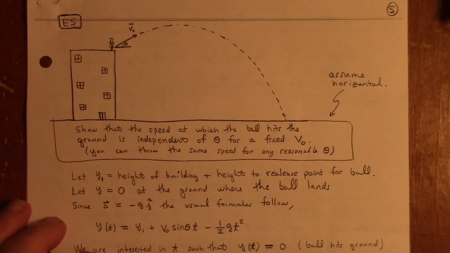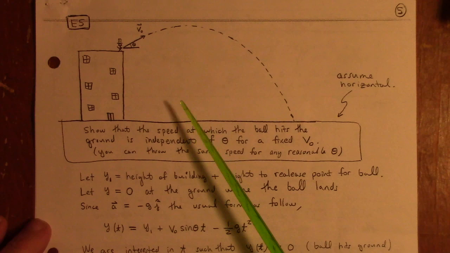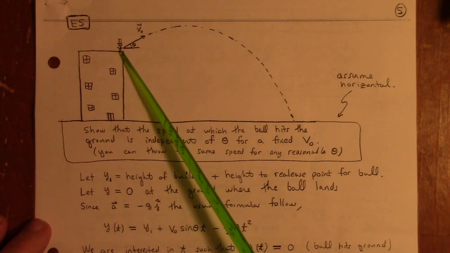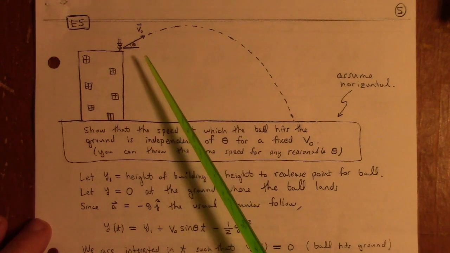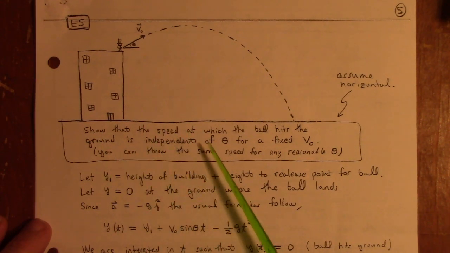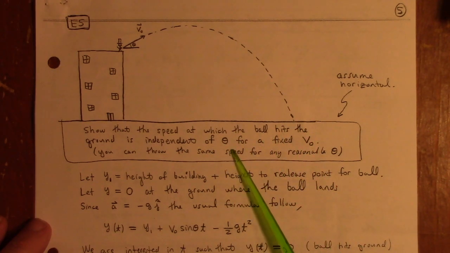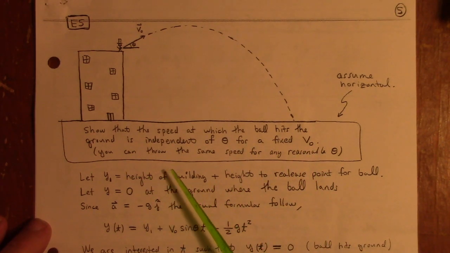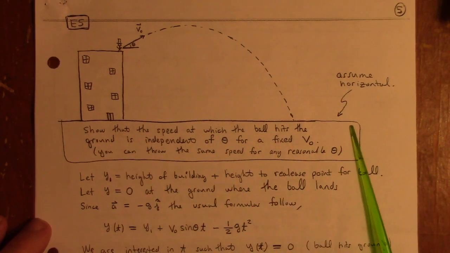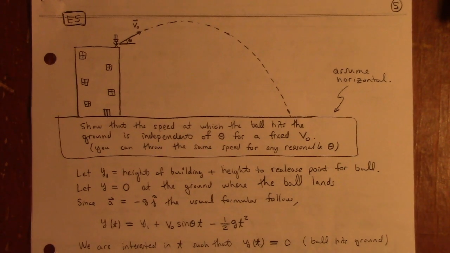So here, we're asked to show that the speed at which the ball hits the ground is independent of theta. You've got Mr. Top Hat up here, and he shoots a ball off the top of the building, of height h, with some speed v0. The claim is that the speed at which the ball hits the ground is independent of theta for a fixed choice of initial speed. We're assuming this is horizontal ground. I work this problem two different ways in Lecture 6, so let's track through the first way.